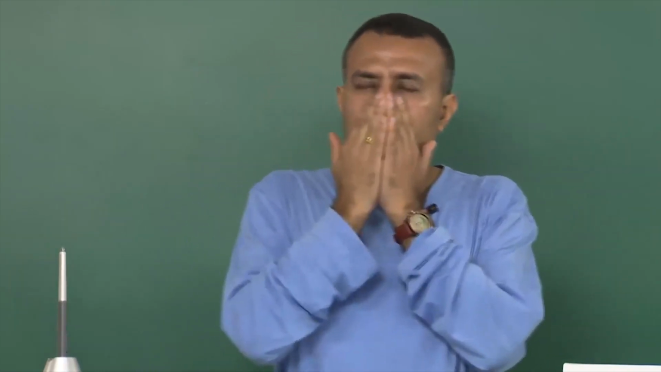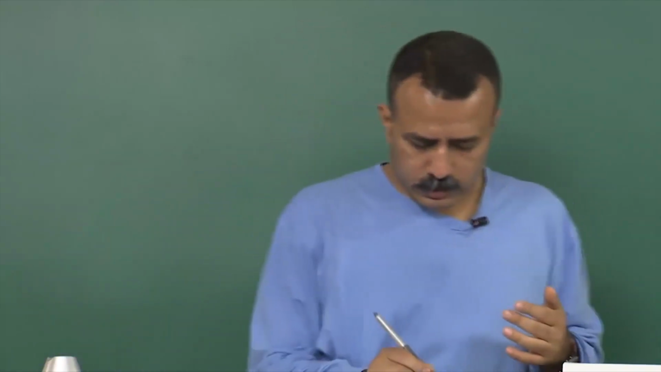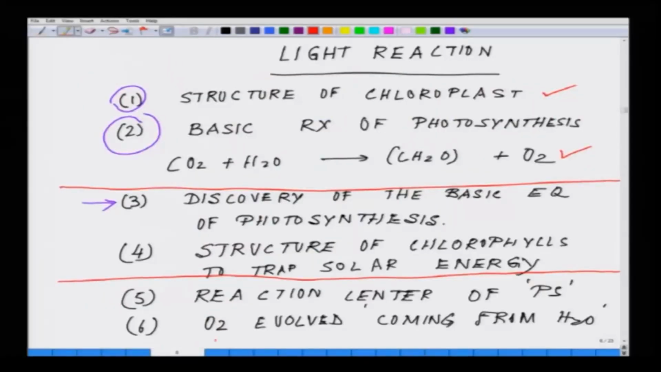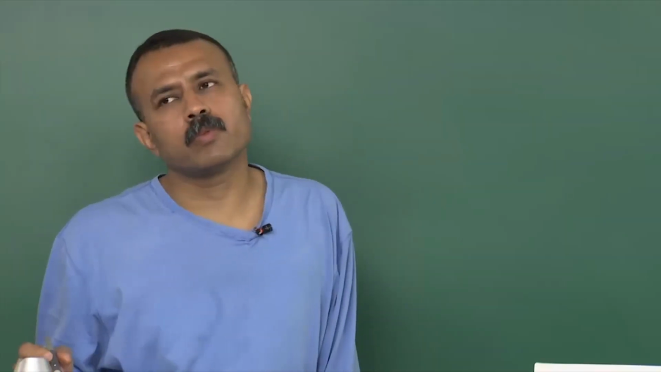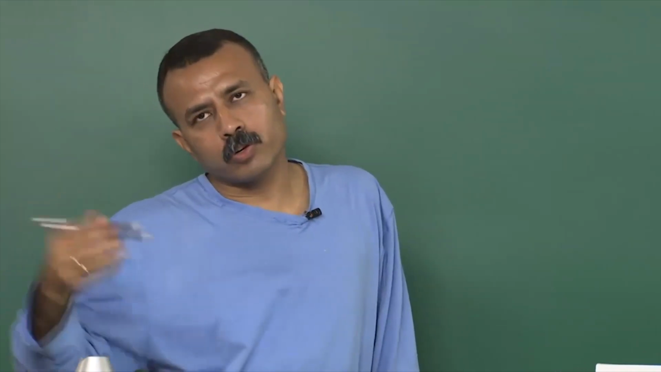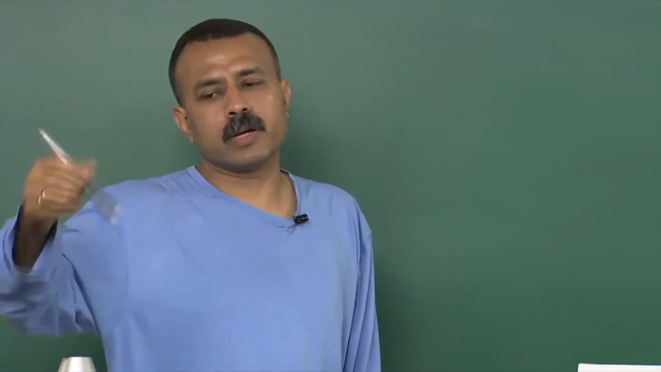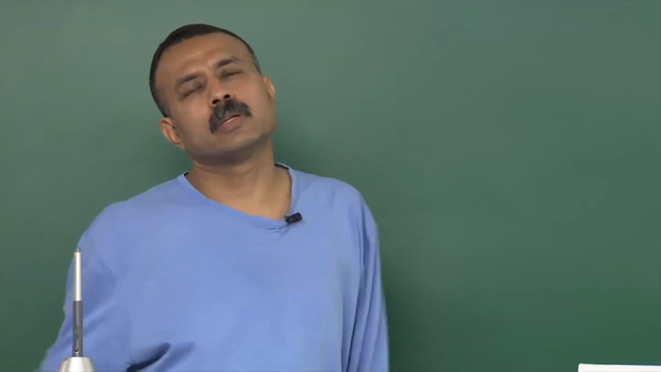Okay, so with this concept I'll close this class, and in the next class let's go back to where we were. We have done the discovery of the basic reactions, we are done with the structure of the chlorophyll to trap solar energy, and now we have just initiated the reaction center. From the reaction center, we will talk about the different experiments which have been performed, and from there we will move on to the next part and how these will be translated in terms of energy production. Thanks a lot.